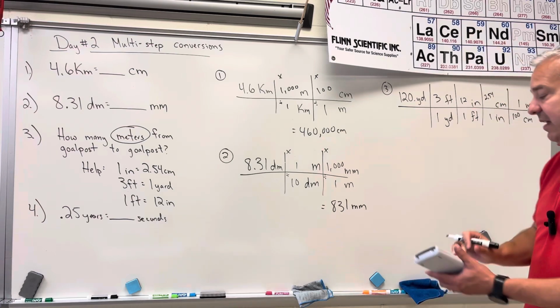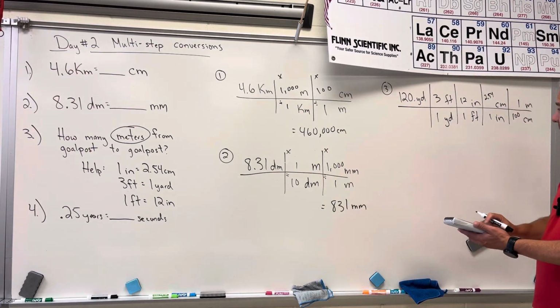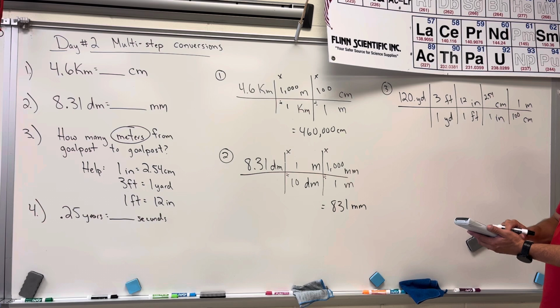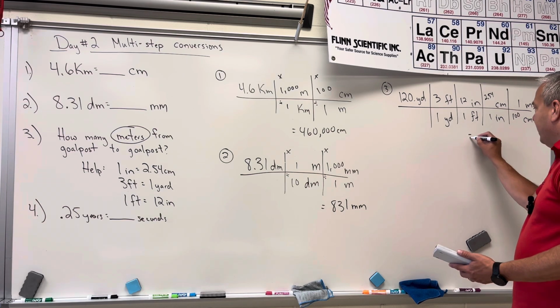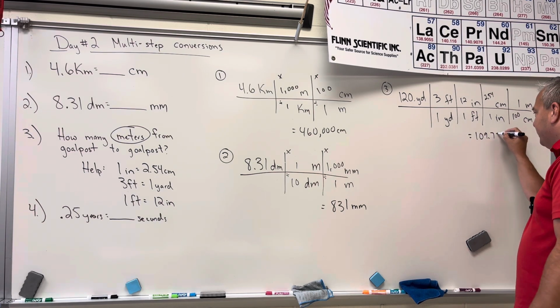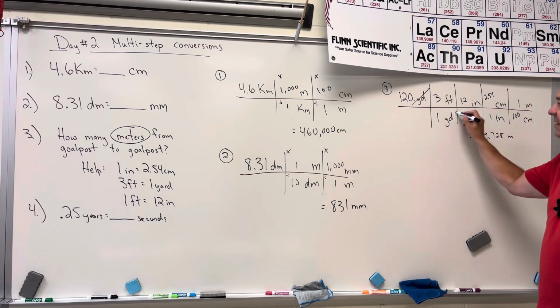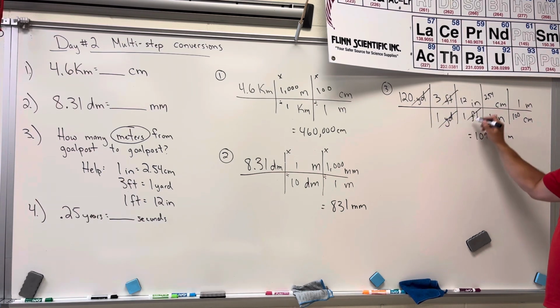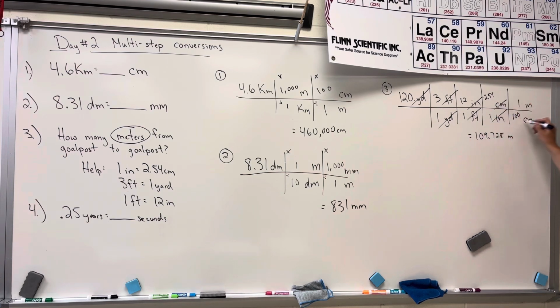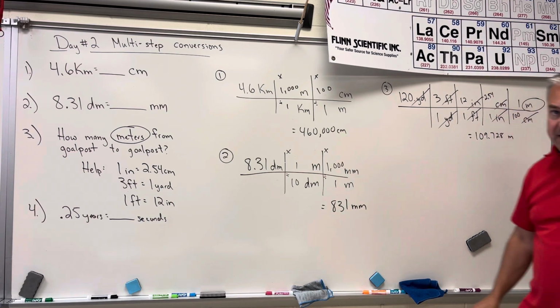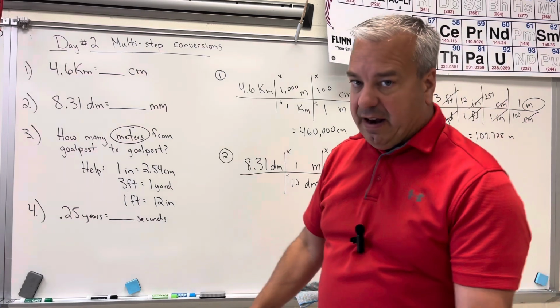So I'm going to put that in the calculator. I'm going to put in 120 times 3 times 12 times 2.54 divided by 100. And that's going to give me an answer of 109.728 meters. The yards cancel out, the feet cancel out, the inches cancel out, the centimeters cancel out, and I'm left with meters as my final answer.